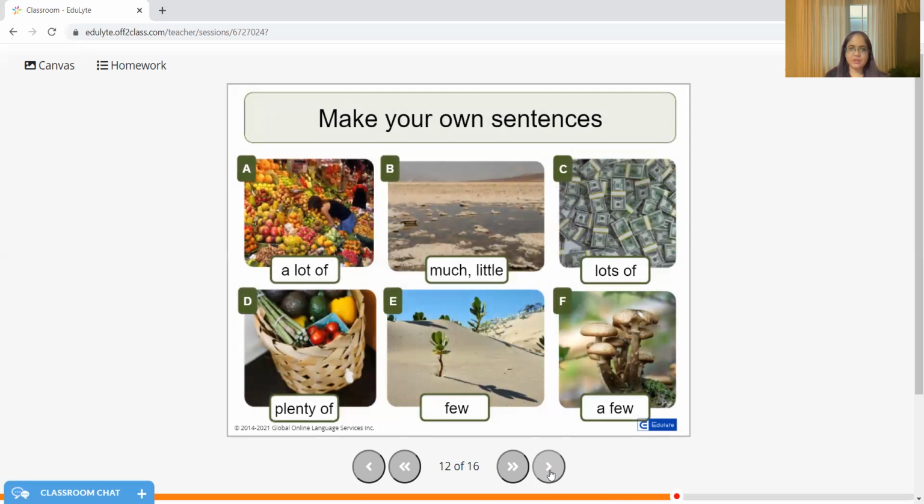Now it's your turn to make your own sentences using a lot of, much, little, lots of, few, a few. I'm sure taking help of these pictures, you will be able to frame nice sentences. Do share with us in the comment box.